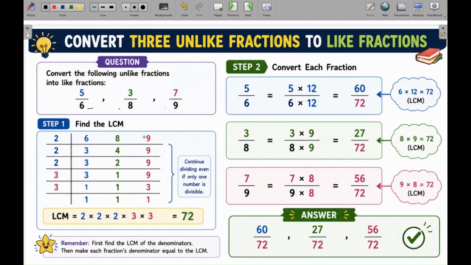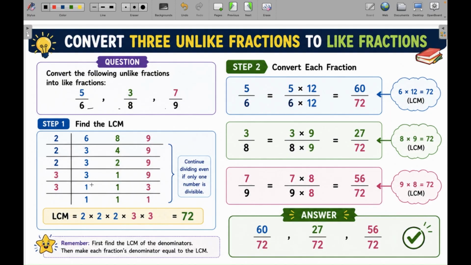So 6, 8, 9. Because we are calculating the LCM of those numbers, even if only one number is divisible, we divide. We'll start with the smallest prime number, which is 2. So 2 3s are 6 and 2 4s are 8. 9 is not divisible, so we write 9 as it is. Then again, we have 4 which is divisible by 2, so we divide by 2 again. 3 is not divisible, so we write 3, 2 2s are 4, and 9 is not divisible, so we write 9. Again we have 2, so 2, then 3 is not divisible, so 2 1s are 2 and 9 is not divisible. Now we have 3, 1 and 9. So 3 and 9 have 3 as a common factor.